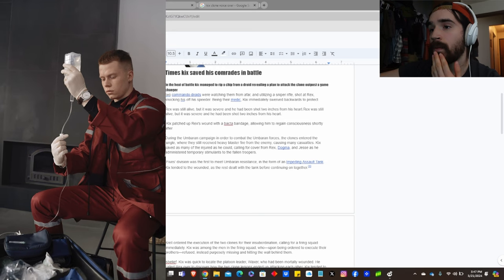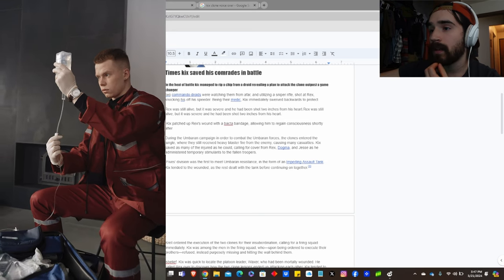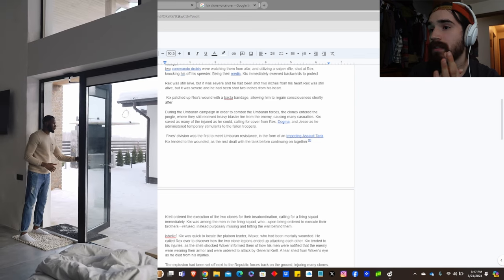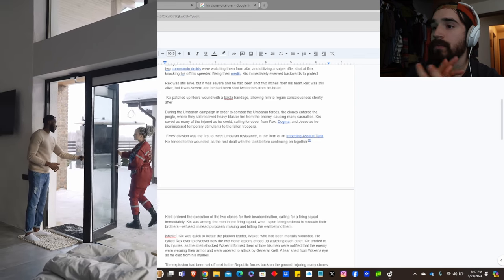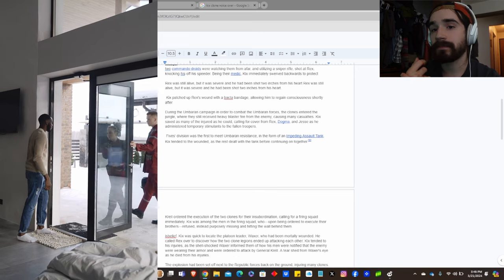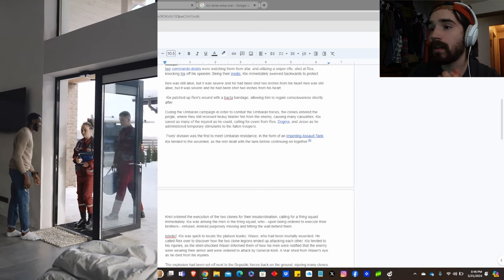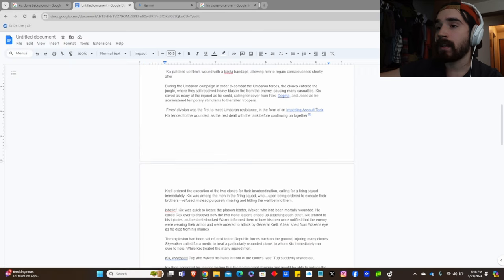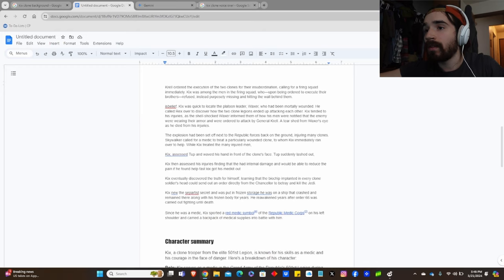During the Umbara campaign, they were fighting, and the way they were fighting, their tactics, caused many casualties. Kix could not resist trying to heal them, and he would administer temporary stimulants to fallen soldiers. With many casualties, Kix tends to the wounded and deals with the oncoming fire.